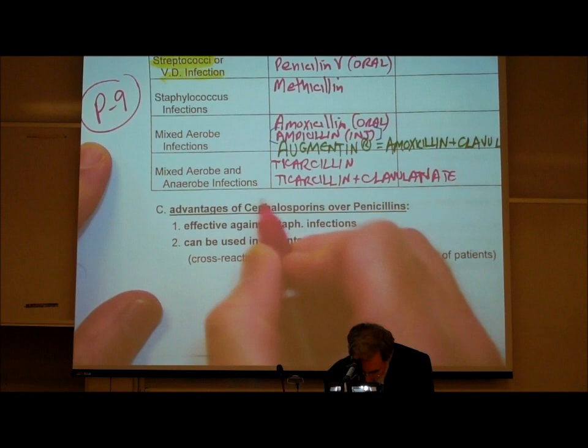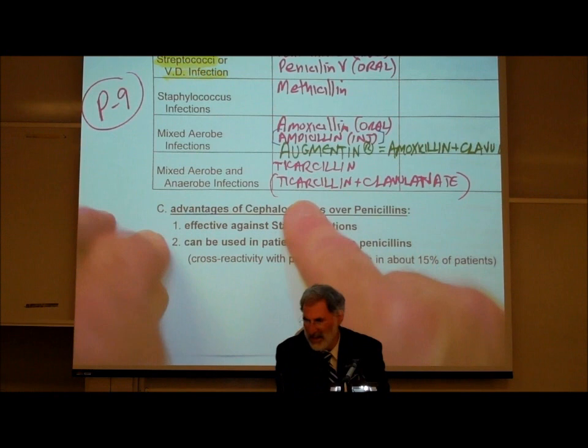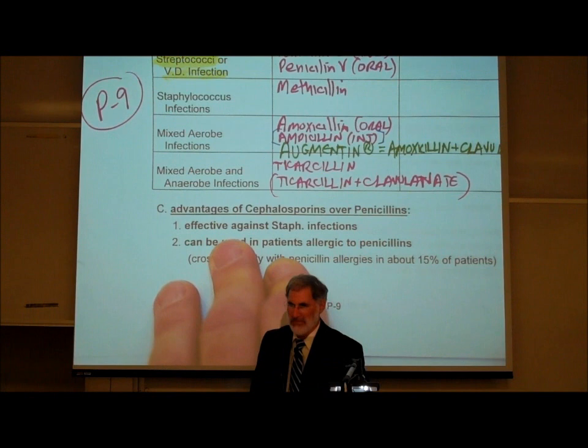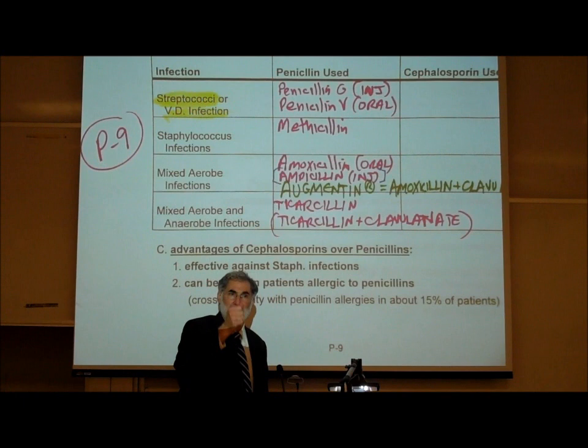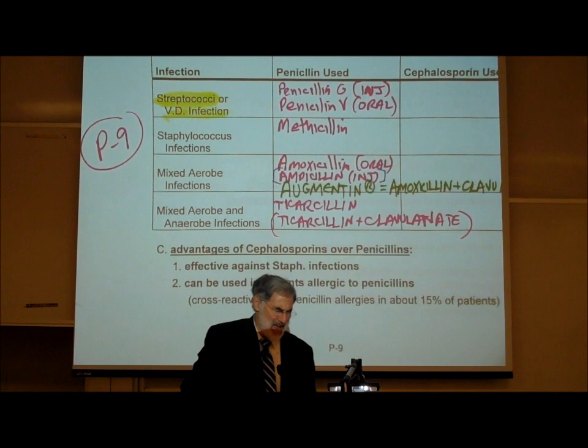All right, so if you've got anaerobes, then you use ticarcillin, it's even a broader spectrum of action, but you've got to add clavulanate to make it work against staph. Does that help clarify the penicillins? It's a whole family. If you're allergic to one, you're allergic to all of them. But now you know what penicillin V is, what amoxicillin is, what augmentin is, and you probably won't run into ticarcillin or ticarcillin with clavulanate, but it can be used in a hospital setting.